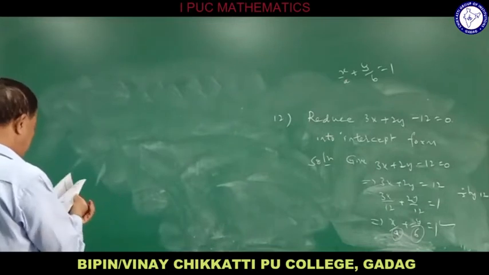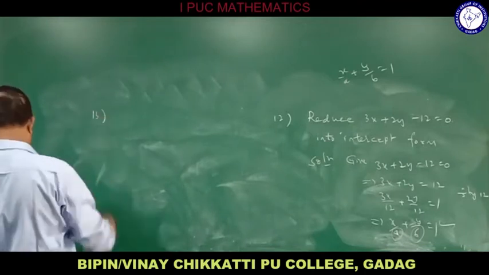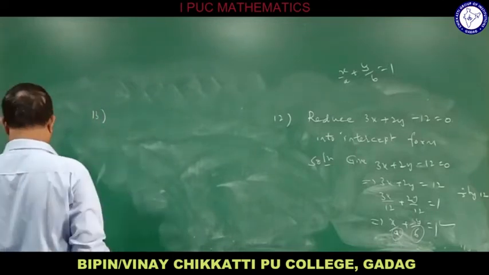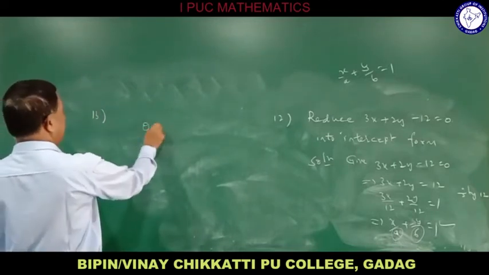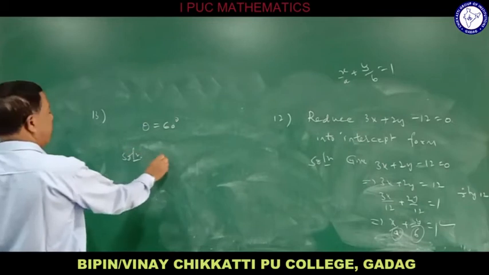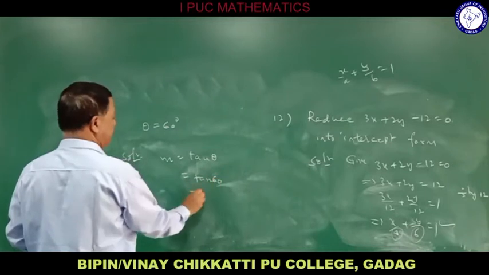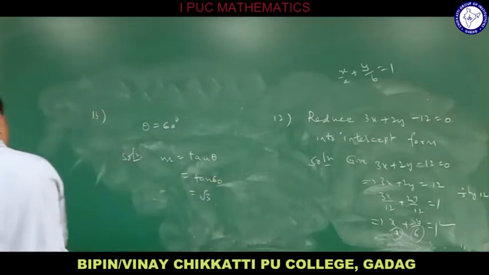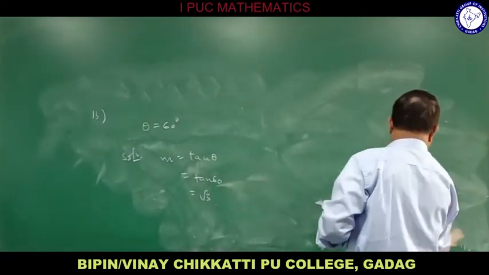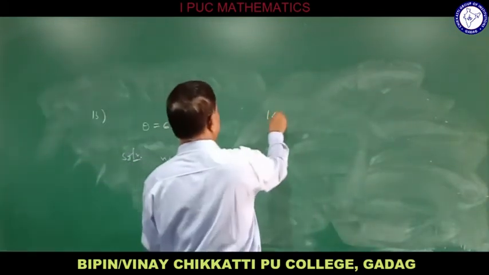Now the next mock set question, number 13: find the slope of the line making an angle of inclination of 60 degrees with the positive direction. The answer, as I have already told you, is m is equal to tan theta. So tan 60, and what is this? The slope is root 3. This problem is already repeated, so I have not written the same problem again on the board.